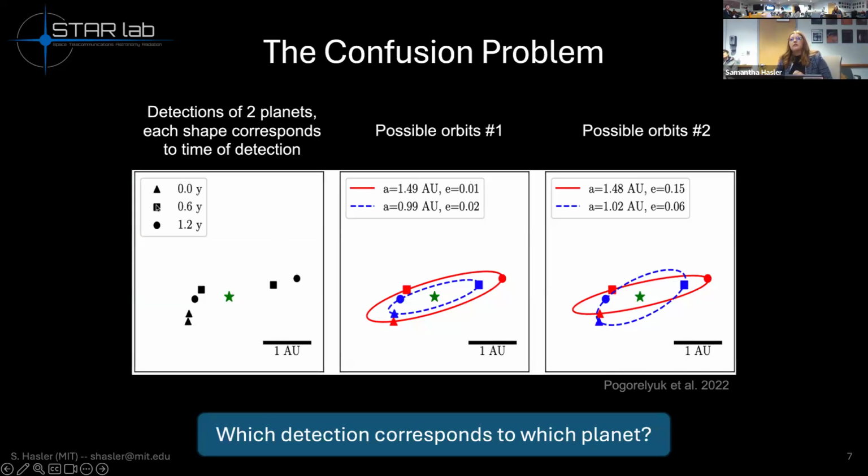So in the left-hand panel, you're seeing 3 detections of a 2-planet system. These detections are spread out equally over 1.2 years. And the confusion problem here lies in the fact that there are 2 ways that we can fit orbits to this system. In the middle panel, you can see a relatively coplanar system with low orbital eccentricities. And on the right-hand side here, you can see it's obviously no longer coplanar. We've got higher eccentricities, and the planets are actually slightly closer together. So the issue here is that these two sets of orbits provide equally good fits to the data. And that means we need to consider some other methods on top of that relative astrometry to decide which set of orbits best fits the system.